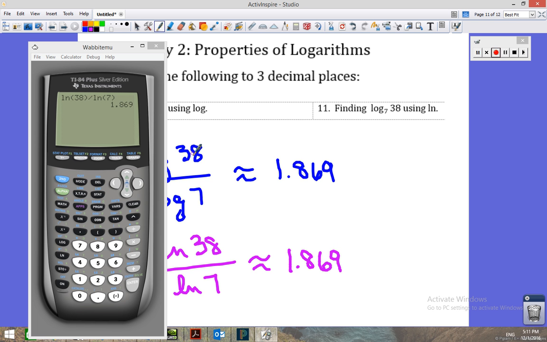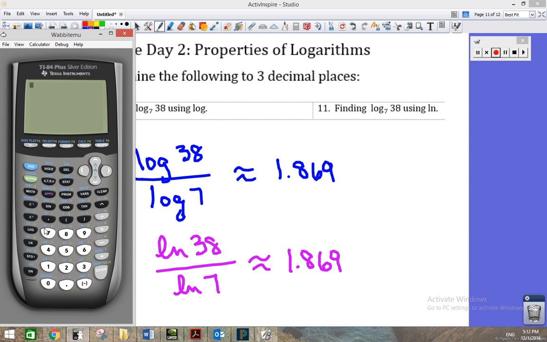Now, I'm not claiming that the numerators are equal or the denominators are equal. I'm saying the ratio is equal. If we compare the log of 38 against the natural log of 38, they're not equal to each other. So when we say that the fractions are equal to each other, we're saying that this ratio is the same, not the numerator and denominator. The log of 7 is not the same number as the natural log of 7. But when you perform these ratios, they do have the same ratio.